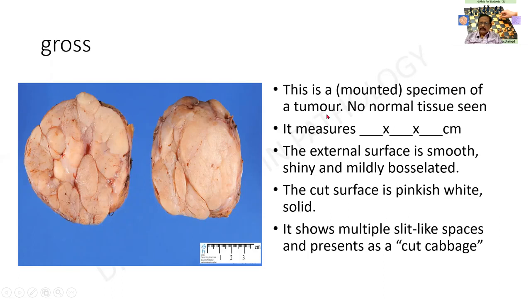This is a mounted specimen of the tumor. No normal tissue is seen in this, and it measures dash into dash into dash centimeters. The external surface is smooth and shiny, but mildly bosselated. Bosselated means undulating or bulging. The cut surface is pinkish white and solid. But in this I am finding multiple slit-like areas which produce a cut cabbage appearance. What it is, we shall be seeing.